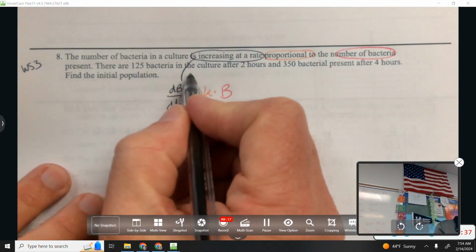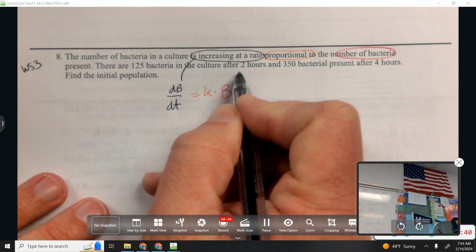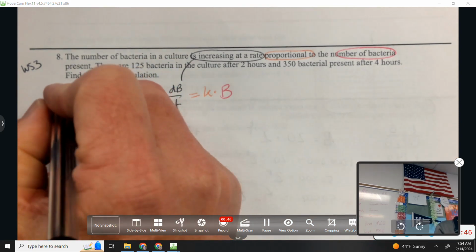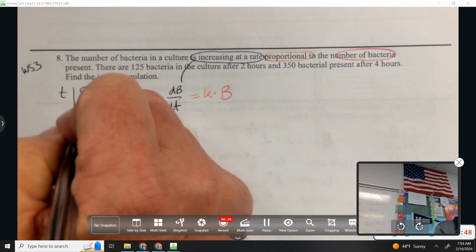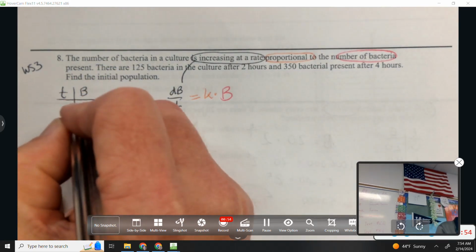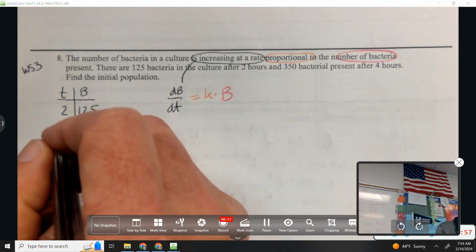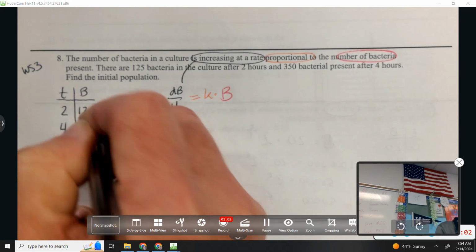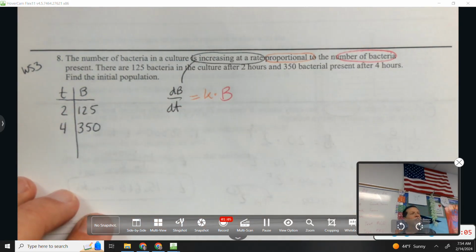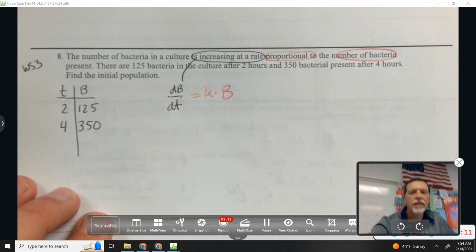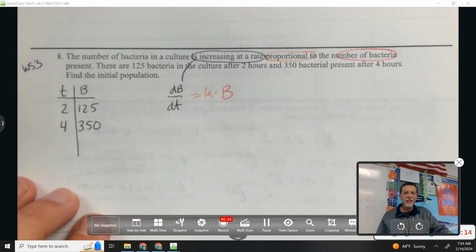There are 125 bacteria in the culture after 2 hours and 350 after 4 hours. Why is this kind of bad news in terms of the information it gives me? It doesn't give me anything with 0. So that's kind of unfortunate. It means my life's going to be a little harder for figuring this out. We really like it when they give us a 0 because that wipes things out. Didn't do it here. So it doesn't affect the calculus, but it does affect the algebra. So yuck on the algebra when we get there.